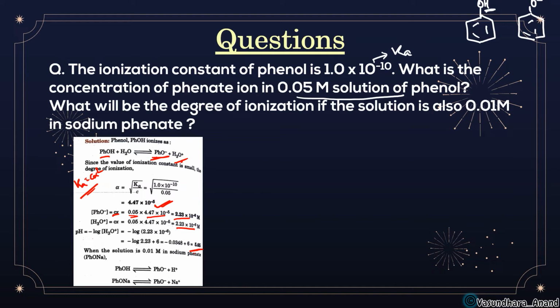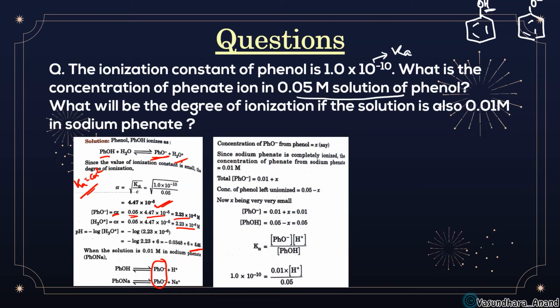of ionization if the solution is also 0.01 M in sodium phenate. अगर sodium phenate हम ले लिया जाता और वहाँ पे concentration 0.01 है तो degree of ionization कितनी होगी. Okay, so here again the same way we will do phenol. This is going to PhO minus and H plus, sodium phenate करेंगे, we will get this. So now the concentration of phenolate ion in the solution is this, isn't it? दोनों का sum.